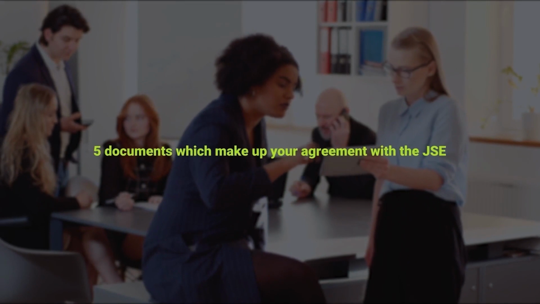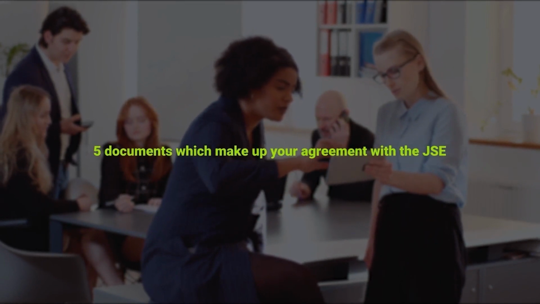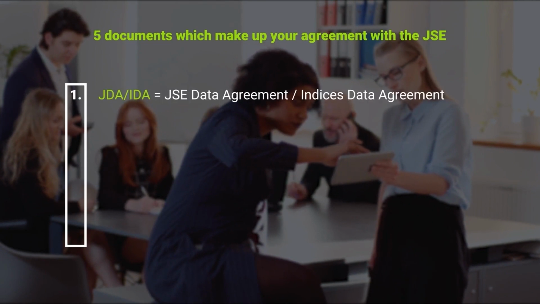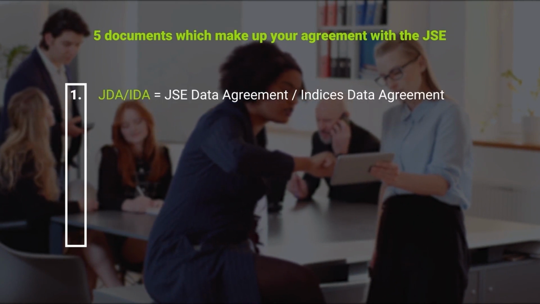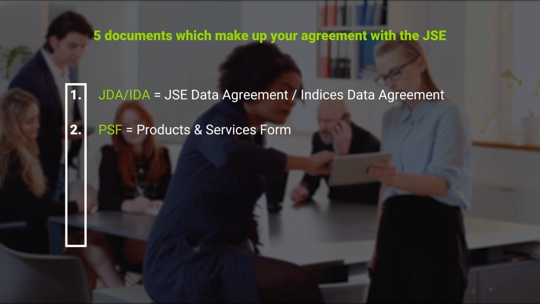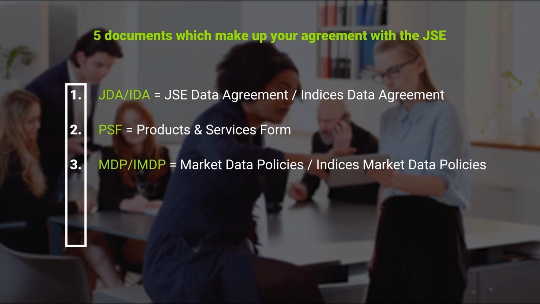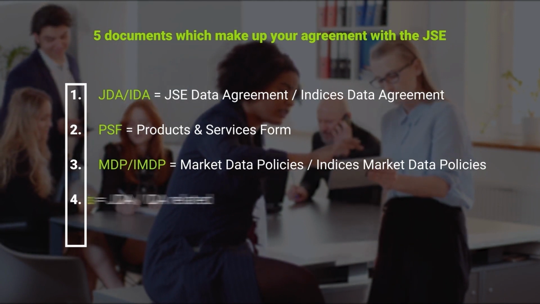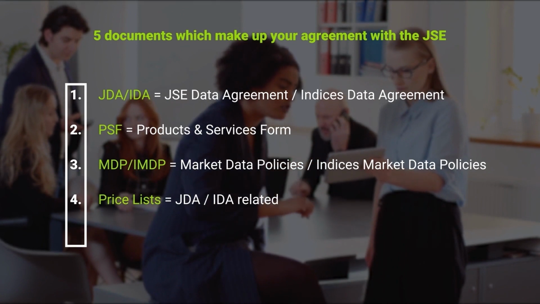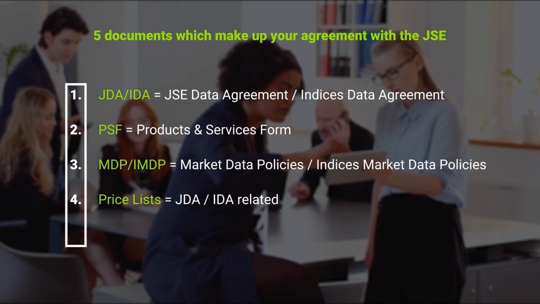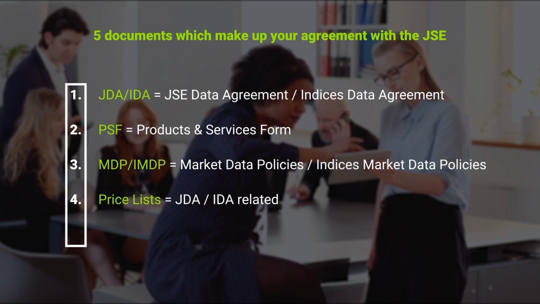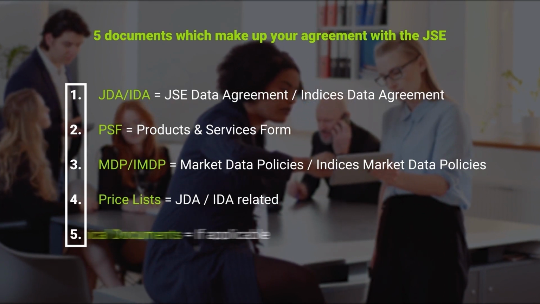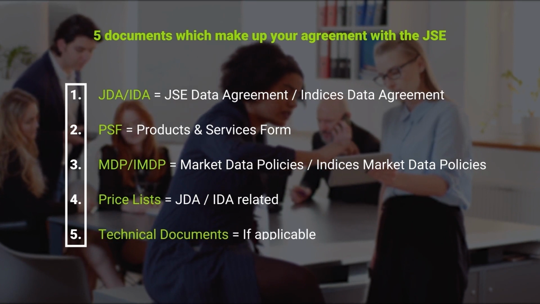There are 5 documents which make up your agreement with the JSE, and they are the JSE Data Agreement or Indices Data Agreement, the Products and Services Form, the Market Data Policies or the Indices Market Data Policies, the JDA, which is the JSE Data Agreements, or IDA, which is the Indices Data Agreement, as well as the related price list. Finally, there might be technical documents if applicable.